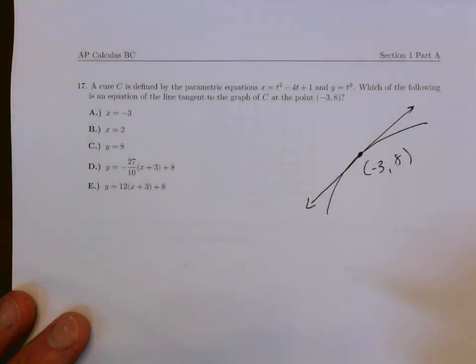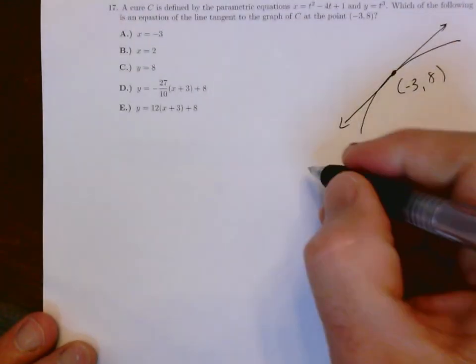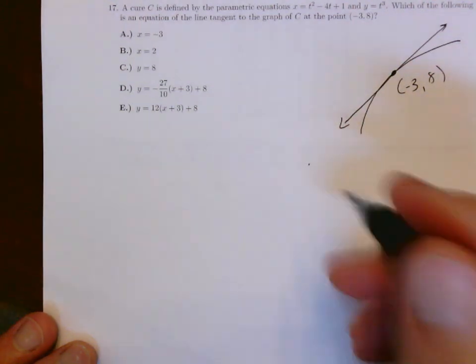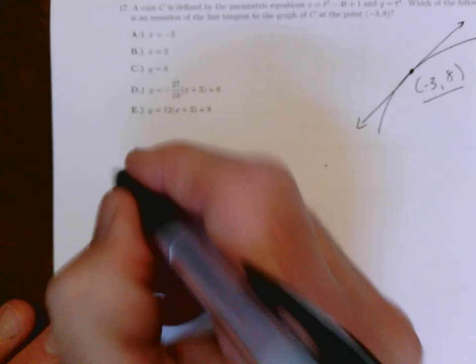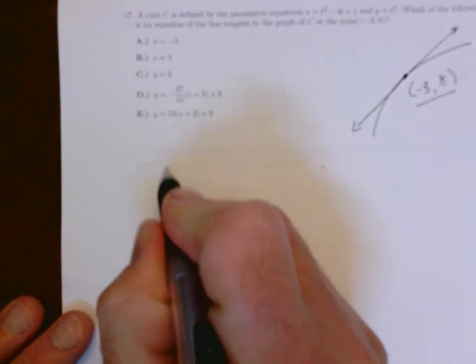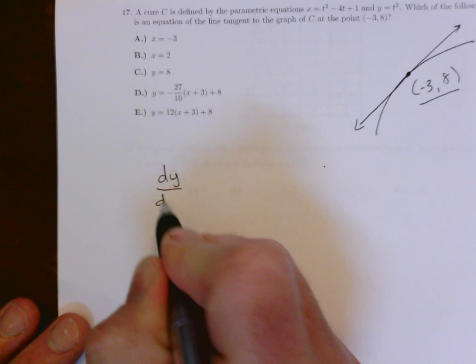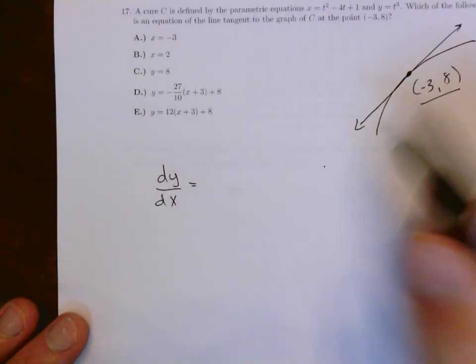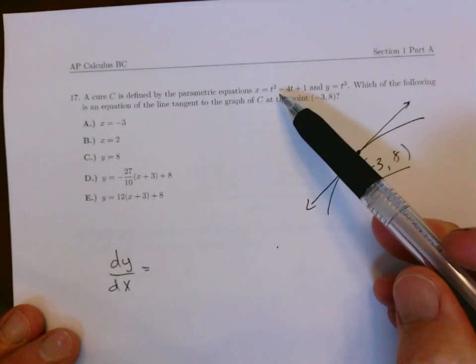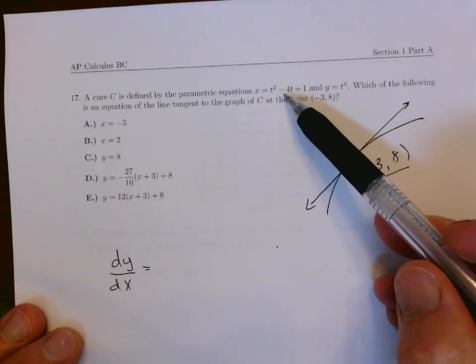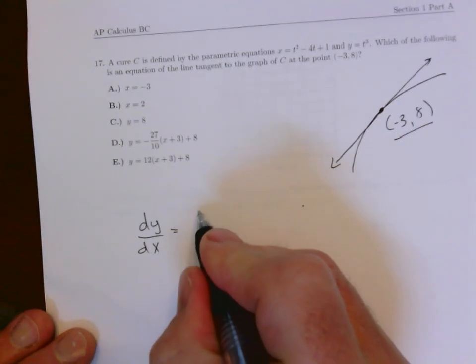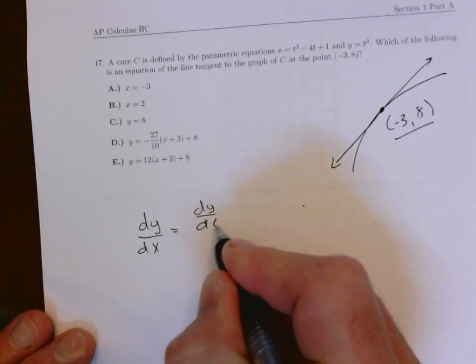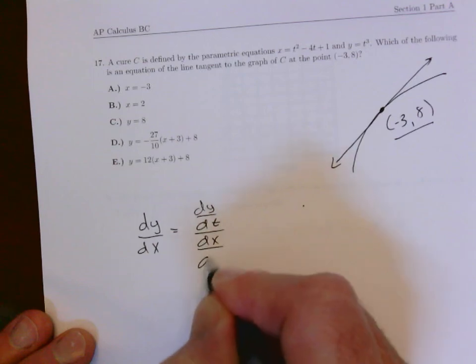So what are the two things you need to know in order to come up with the equation of a tangent line? You need a point and a slope. We already have the point. All I need to do now is figure out what the slope is. Slope is always going to be dy over dx. The problem here is this is parametric, where your x is in terms of t and your y is in terms of t. Well, if you recall, that means this is just dy/dt all over dx/dt.